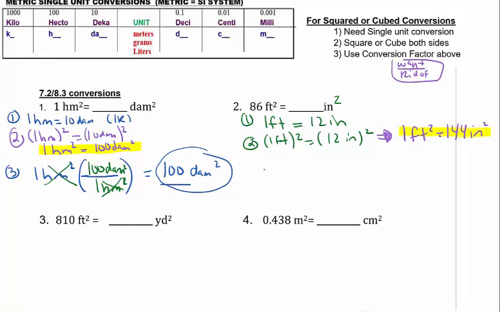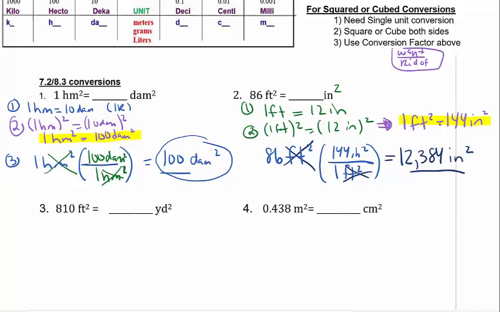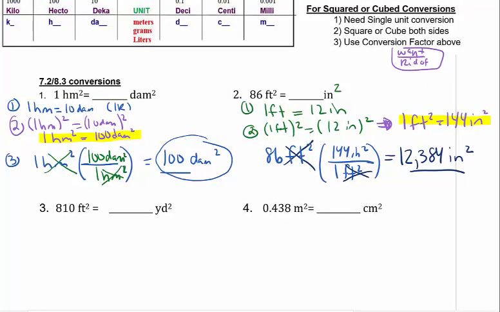So I go back to the original problem, 86 feet squared. I want to get rid of the feet squared, so the 1 foot squared comes from where I highlighted it. The 144 inches squared goes on the top. The feet squared cancel. 86 times 144, I would do that in my calculator. And I'm dividing by 1, so I don't need to divide by anything. So I get 12,384 inches squared.